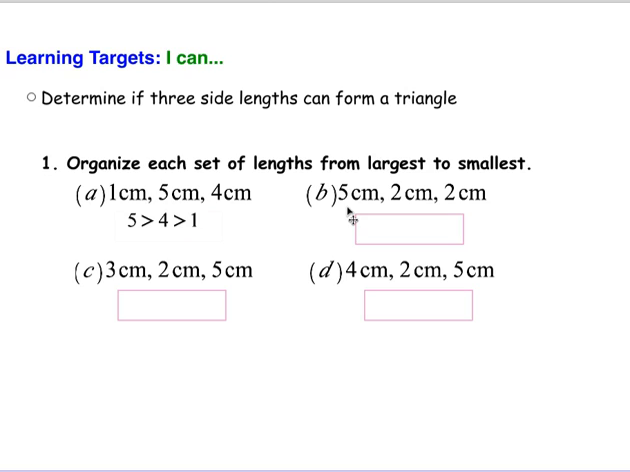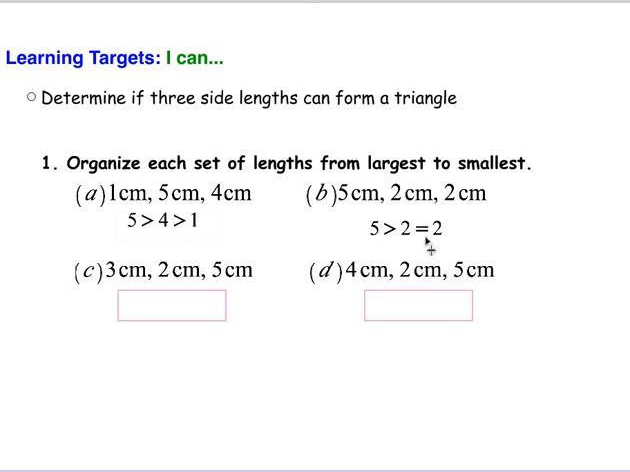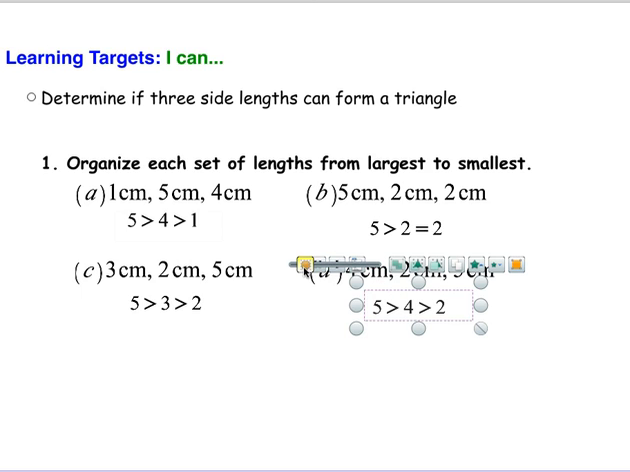How about B? 5 centimeters, 2 centimeters, and again, 2 centimeters. Well, 5 centimeters is in fact greater than 2, which happens to be equal to 2. How about C? 3 centimeters, 2 centimeters, and 5 centimeters. 5 centimeters is greater than 3, which is greater than 2. 4 centimeters, 2 centimeters, and 5 centimeters. 5 is greater than 4, which is greater than 2.